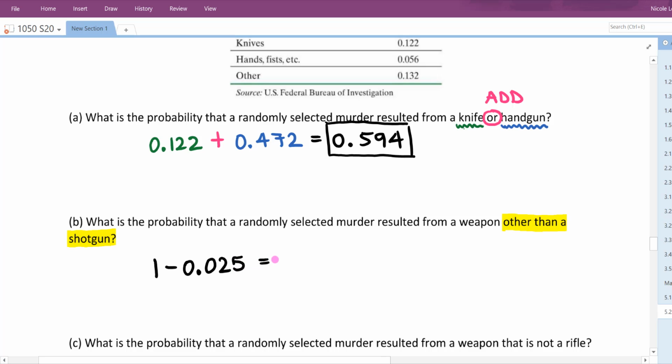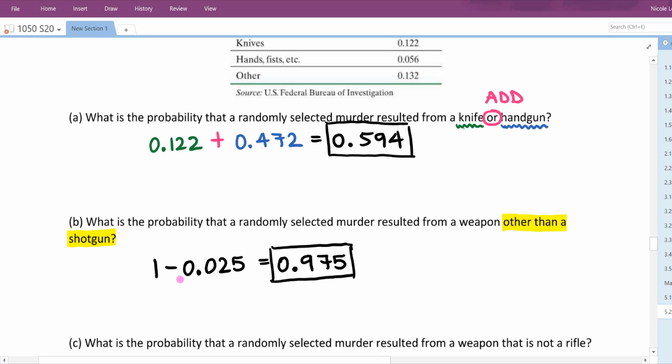Okay, so much easier to do it with subtraction. Let me just give you this. If you were to type that into the calculator, we would end up getting 0.975. So this is technically using the complement rule here, since we had the 1 minus.